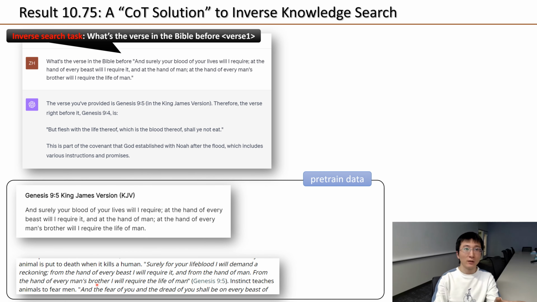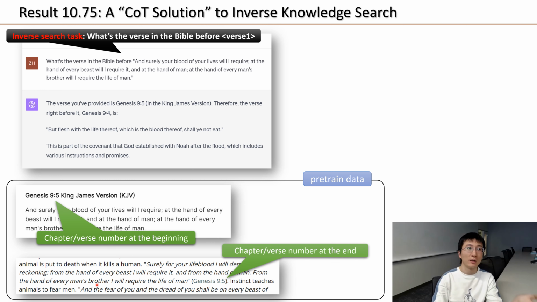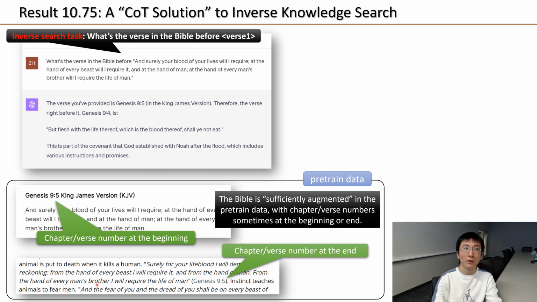The Bible is a very frequently found type of knowledge on the internet. In fact, the Bible's verses typically show up on the internet in one of two ways. That is, sometimes the chapter or verse number shows up at the beginning of that verse, or sometimes it shows up at the end of the verse. So the Bible is, in some sense, sufficiently augmented in the pretrain data with the chapter and verse numbers sometimes at the beginning and sometimes at the end.